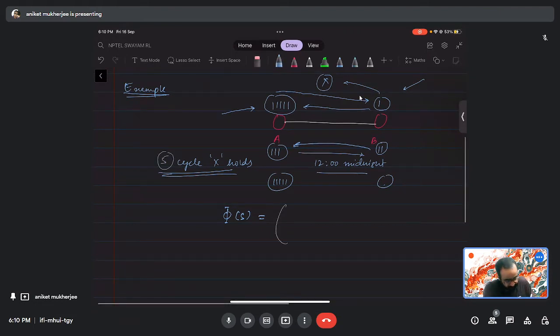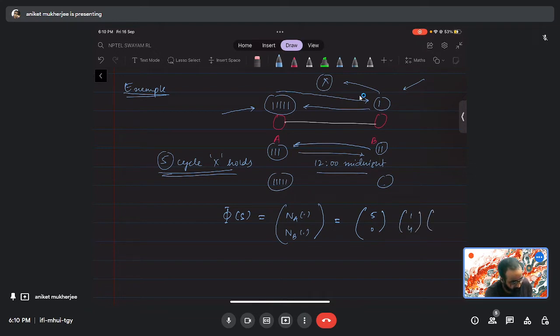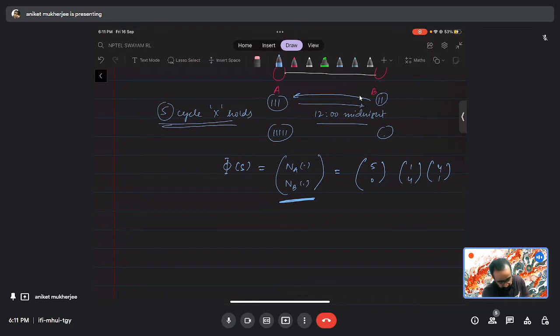Okay, so let me give the answer. One possible feature is not the only answer, it could be anything. It could be the number of cycles in A and the number of cycles in B. So at midnight, the state could be like 5-0 or 1-4 or 4-1, it could be anything. So this is one way of representing states for our problem.